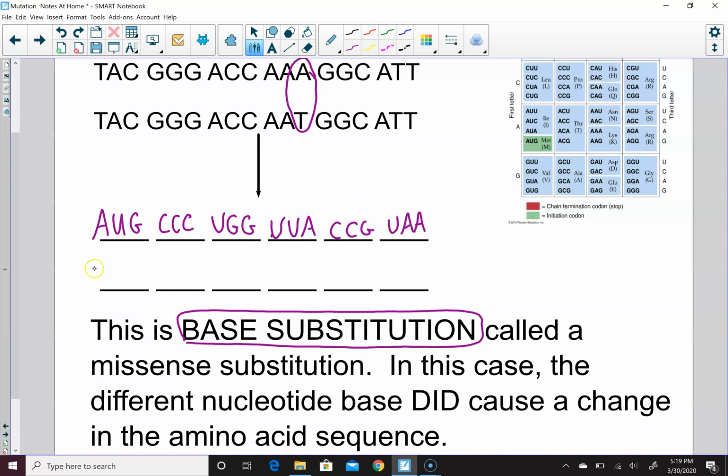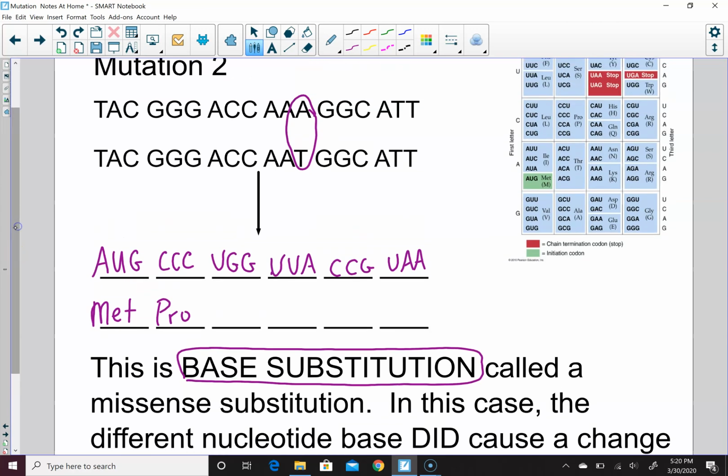Well, let's see what happens. We know that this is a MET. Nothing changed there. 3 C's in a row is going to be, where are my 3 C's? Proline. Okay, nothing changed there. UGG. And that was TRP. Nothing changed there. All right, so here's my change. UUA is now going to get the amino acid leucine, or LEU.